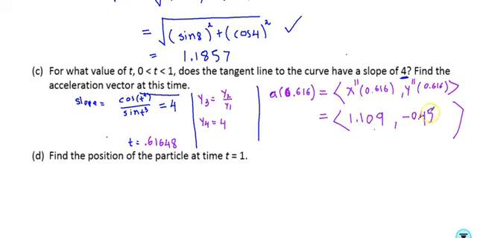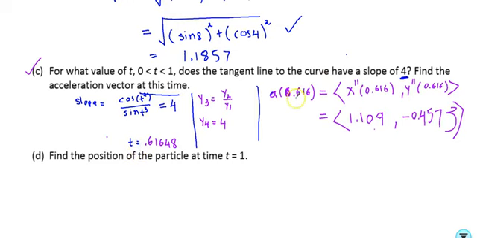One more time, this is a calculator-active question. Your calculator skills are being tested here. How do you understand slope is 4? You must show this. Slope is 4. Find t, store t, and find the acceleration at that t.